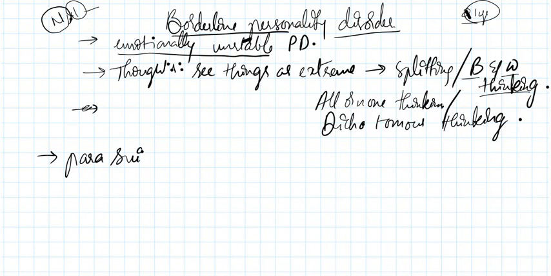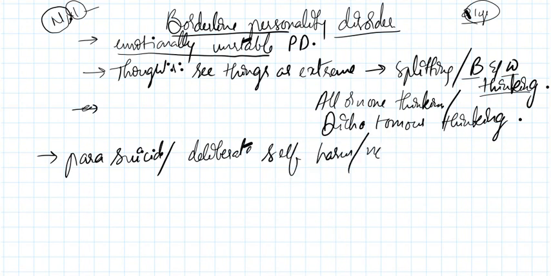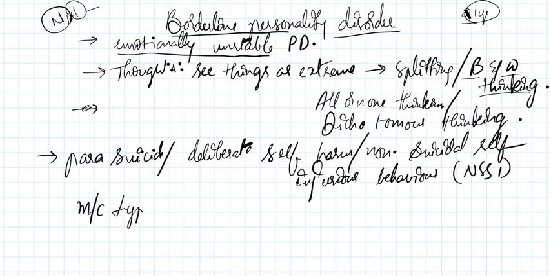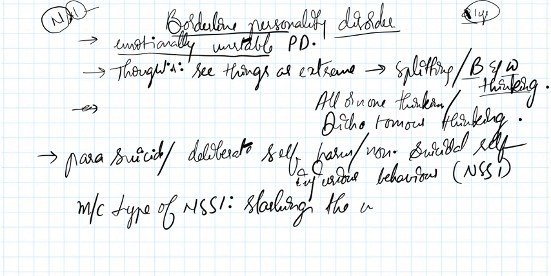Now these patients simply exhibit parasuicide or deliberate self-harm, or non-suicidal self-injurious behavior. In short, you can just call it NSSI, right? NSSI. And if you ask me what is the most common type of NSSI, surely you will observe the patient complaining of slashing the wrist. Mostly they commit self-harm with slashing of the wrist, right?